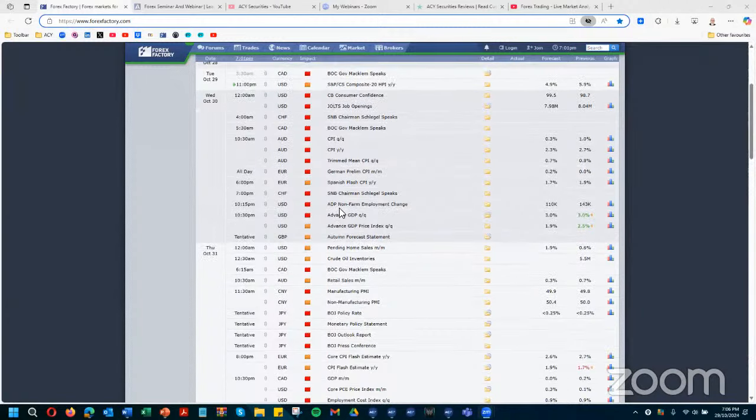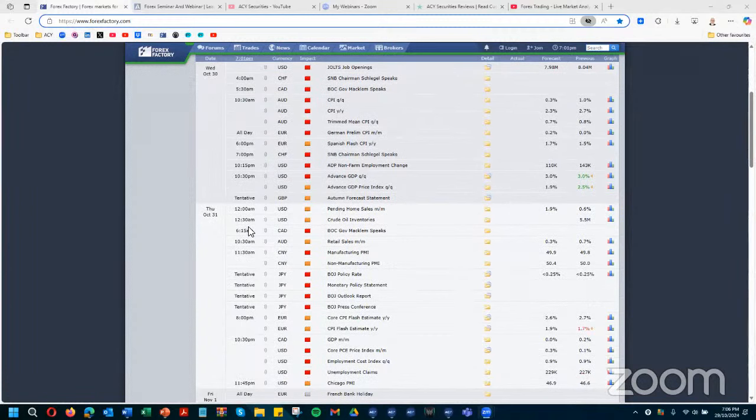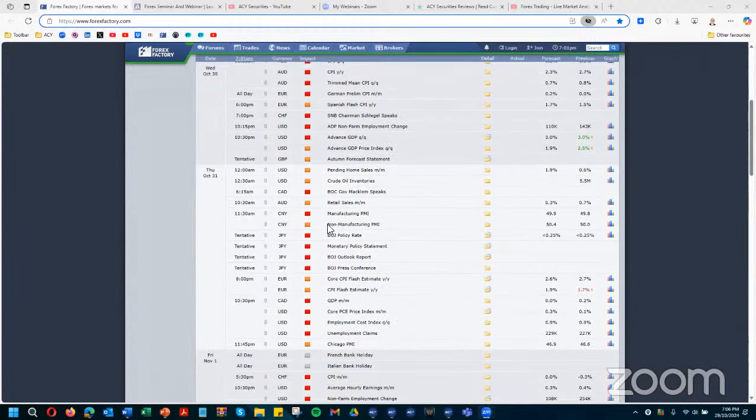Then into Thursday, 6:15 in the morning, again from Canada, Bank of Canada Governor Macklem speaks. 11:30 in the morning for China, we have manufacturing PMI data. That could affect the Aussie crosses, New Zealand crosses. Then in tentative, this is usually 1:30 my time, Queensland time, we get the BOJ policy rate, monetary policy statement, outlook, press conference.